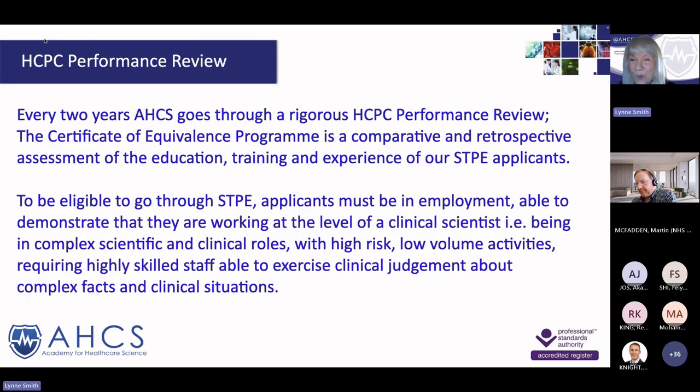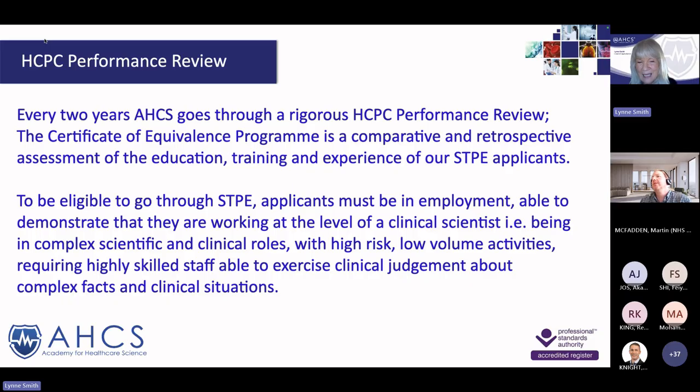HCPC makes sure we meet the standards, as the 'we' meaning the Academy meets the standards. So every 2 years we go through a rigorous performance review, and the certificate of equivalence programme that we put forward to HCPC demonstrates that we've got a programme of comparative and retrospective assessment in terms of education and training of our applicants. And so we have to demonstrate to HCPC that we meet all their standards.